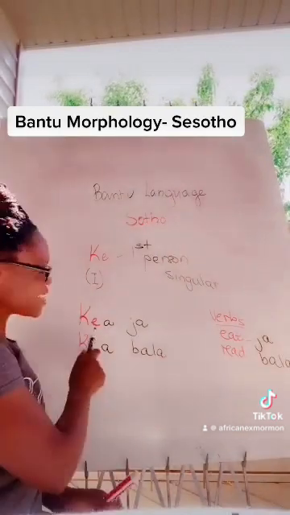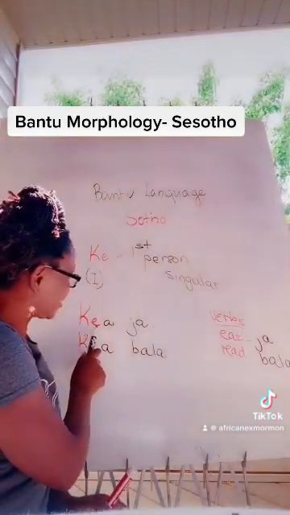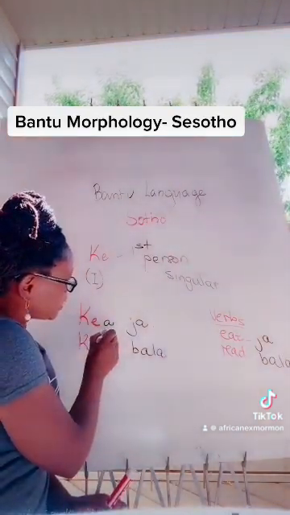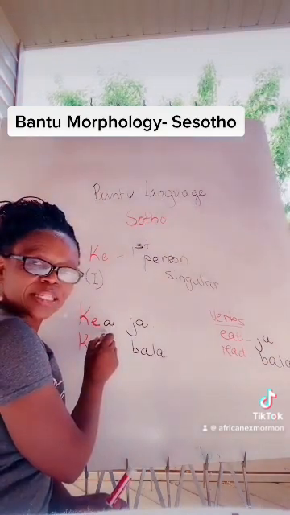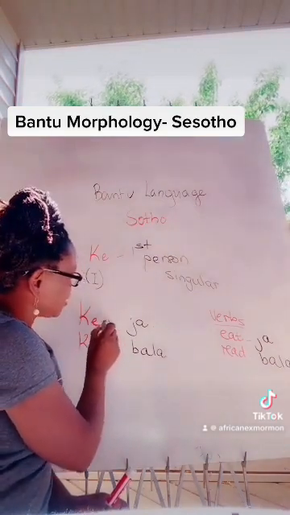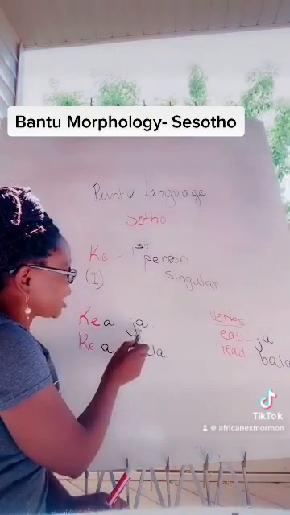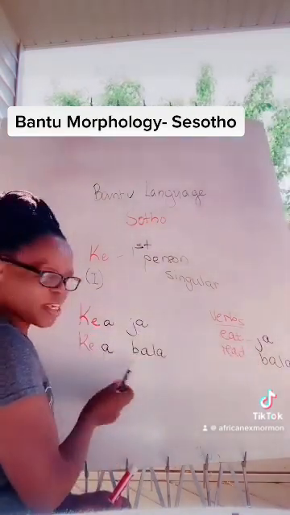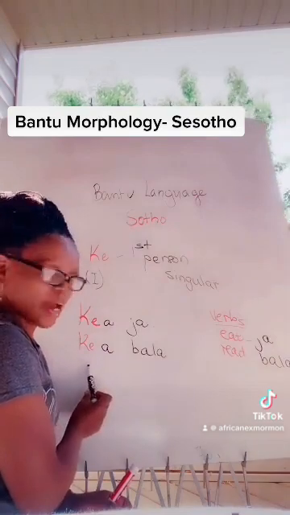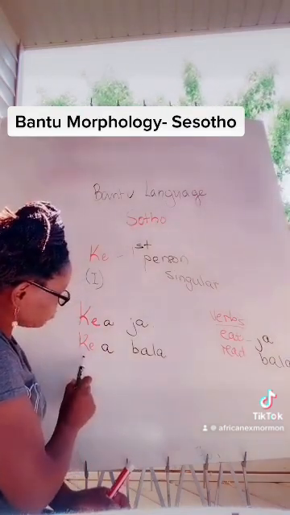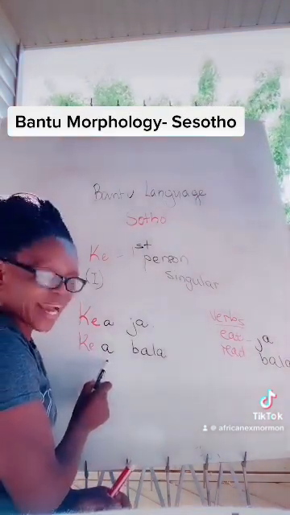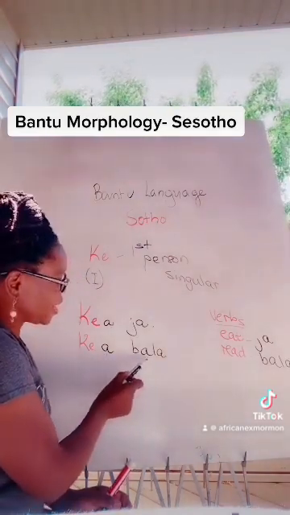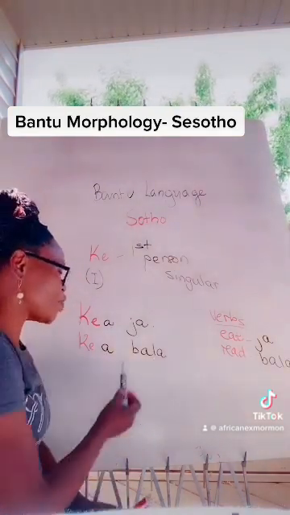Okay, so the subject pronoun ki is right here. But notice that I added an A to it. Here. And then I added the verb, which is ja. I did the same thing here. Kia, bala. This is the subject pronoun. I added the A and then the verb.